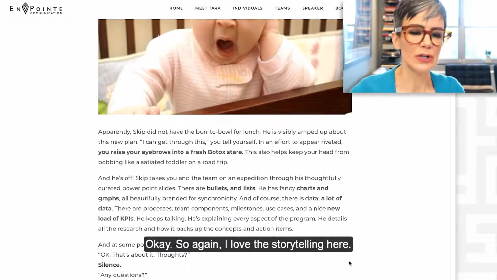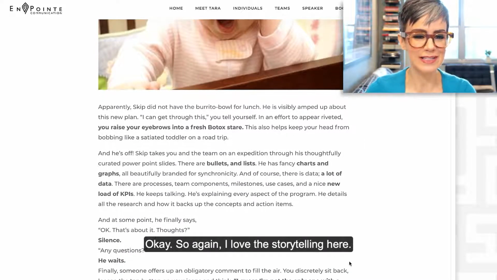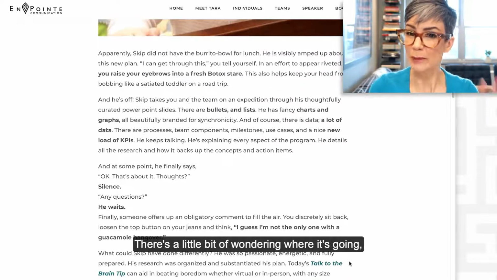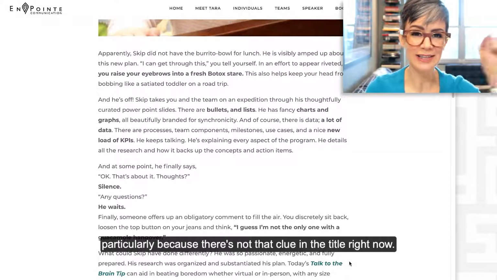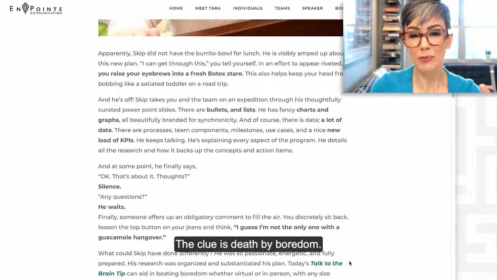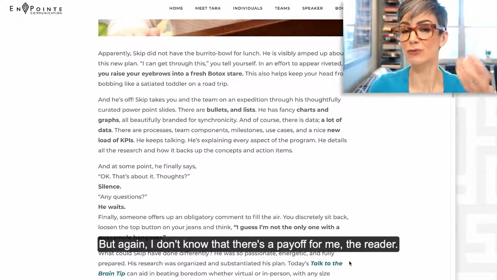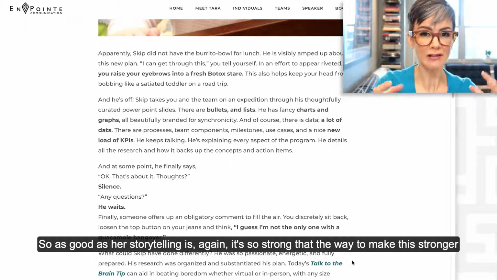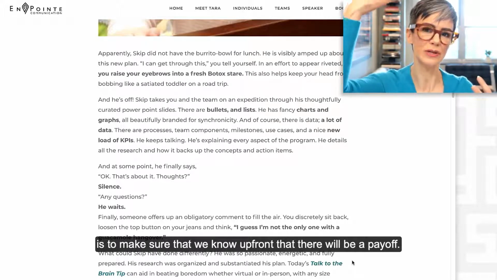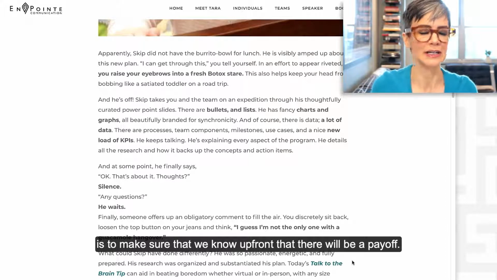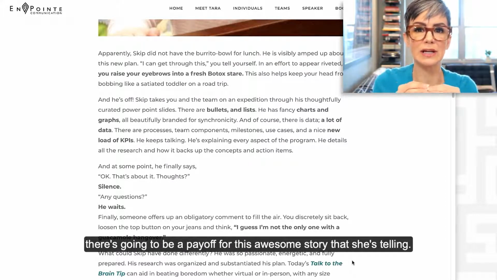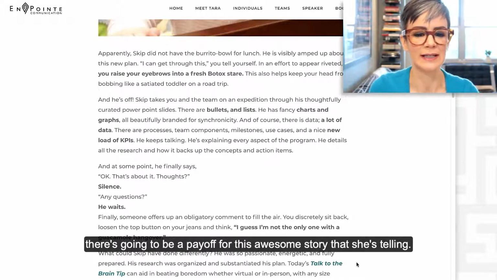Okay, so I love the storytelling here. There's a little bit of wondering where it's going, particularly because there's not that clue in the title right now. The clue is death by boredom, but again, I don't know that there's a payoff for me, the reader. So as good as her storytelling is, the way to make this stronger is to make sure that we know up front that there will be a payoff. She doesn't have to tell us what the answer is at the top, but she does have to tell us in some way that there's going to be a payoff for this awesome story that she's telling.